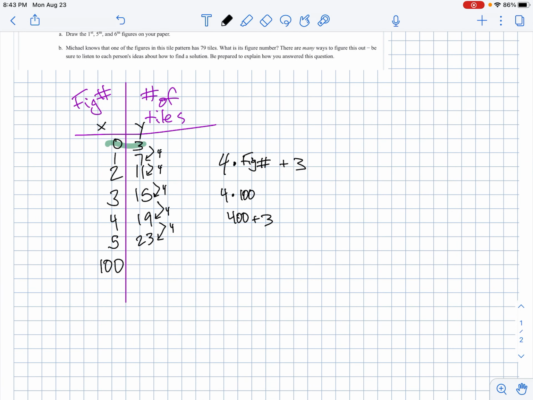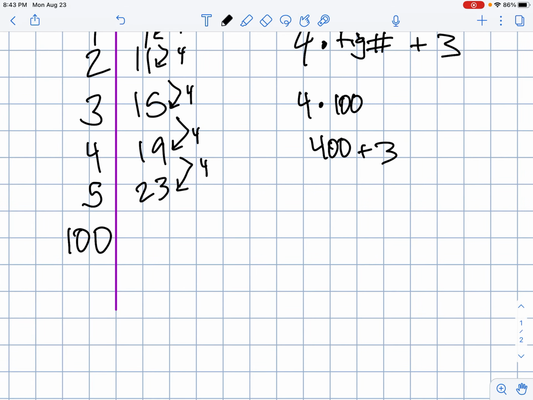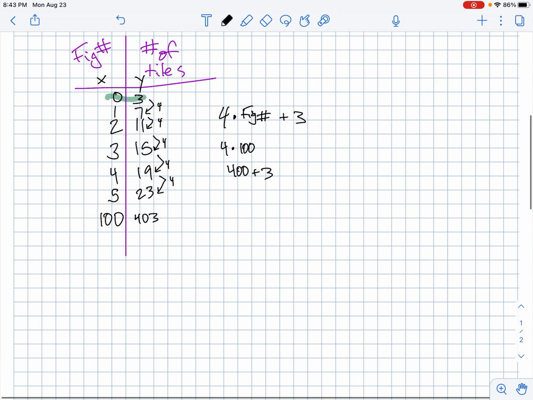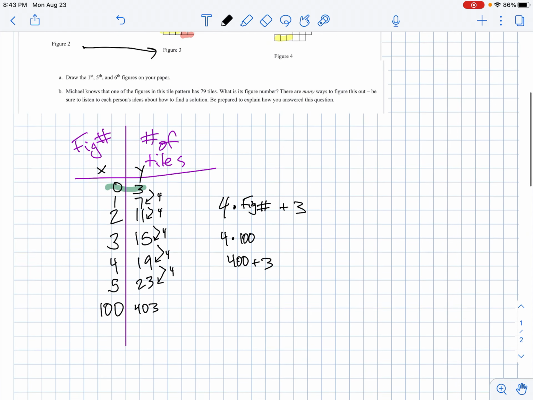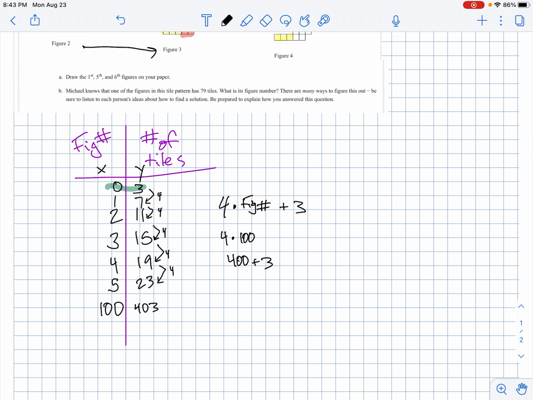So how many are going to be in figure 100? 403. Now, that's a lot to absorb the first time you hear it, so I don't expect anybody to understand it the first time through, but I will reiterate how to do this over and over and over again. That's something that I want you to see. If you can get some repeated addition here, and you can find the 0 figure number there, you will have your rule to figure out anything about this pattern.